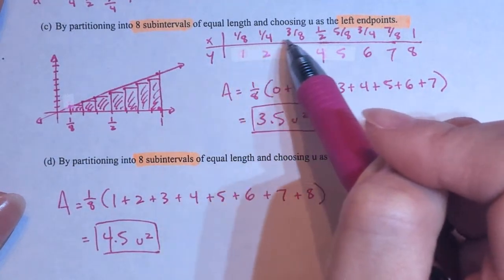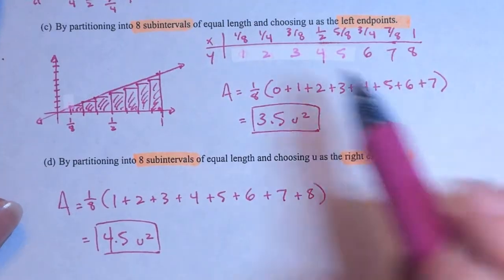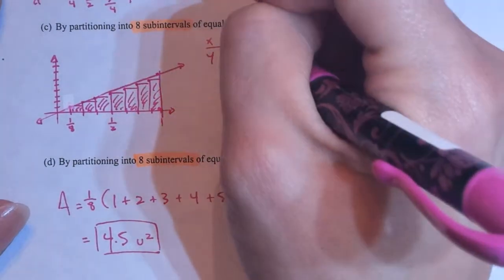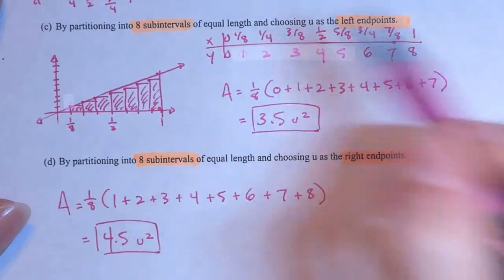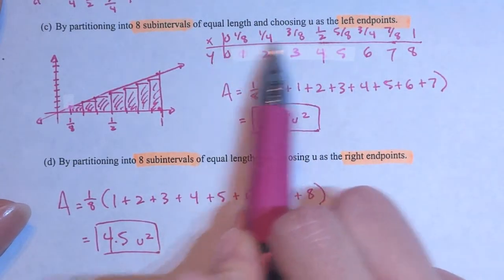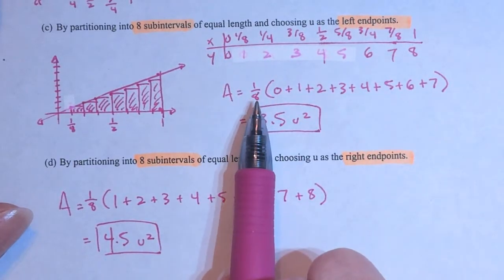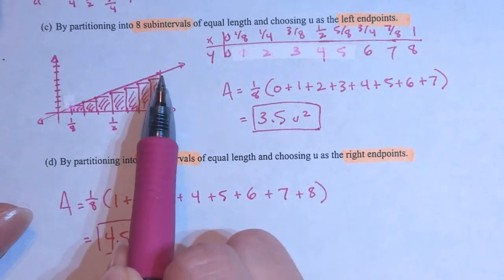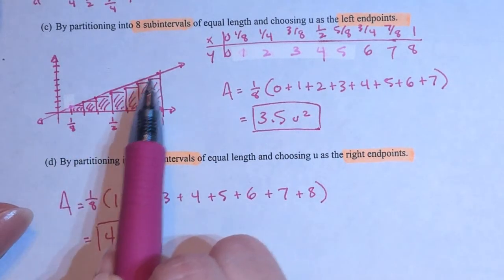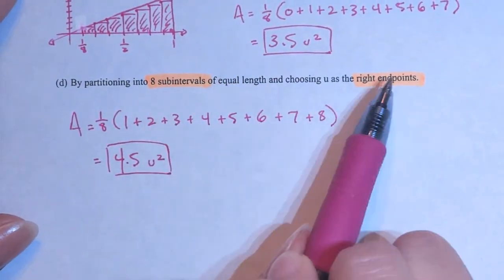You can see right here, sorry about the whiteout, I start with 0. I don't have my 0, so I'm going to add in 0 right here. I have my 0, and then I want 8 subintervals, so I have to go 1/8. And then I have my base and my 8 left endpoints. It's still an underestimation. And then I go over here and I do my 8 on the right.